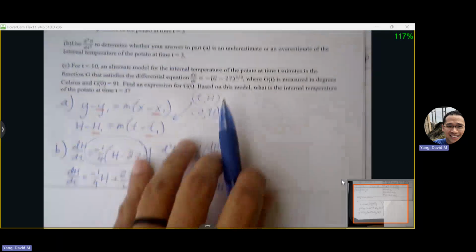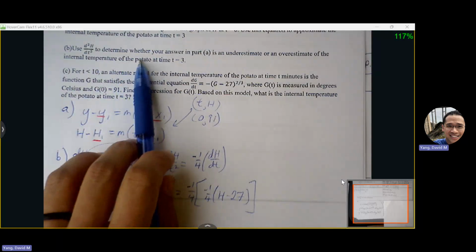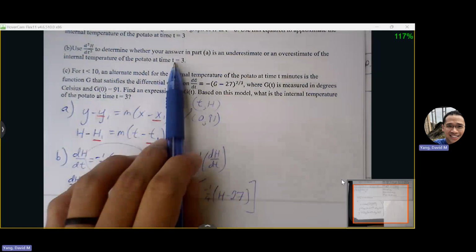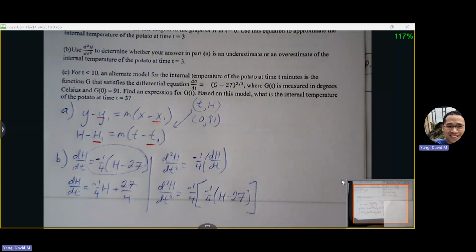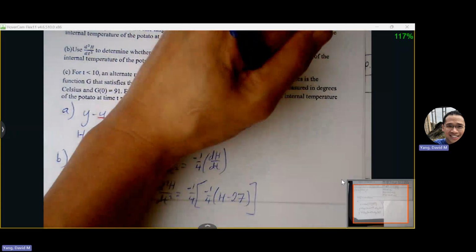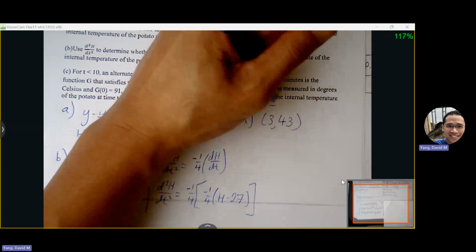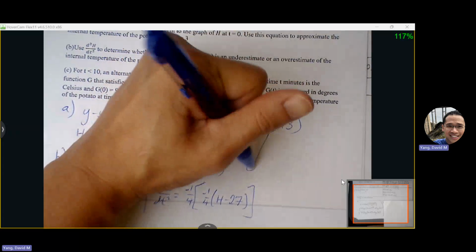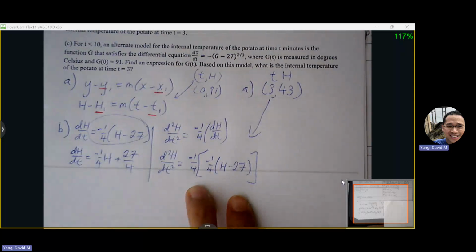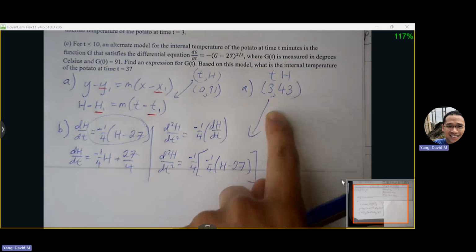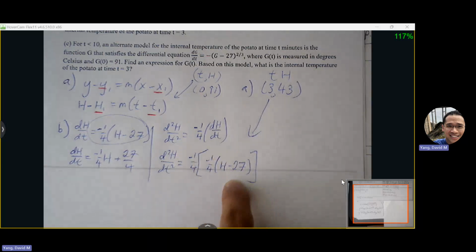And now the problem is asking, determine whether we have an underestimation or overestimation at t equals 3. We found from part A that the ordered pair is (3, 43), right? So we can use part A to help us figure out what our second derivative is. So if I plug 43 in, I'll either get a positive or negative number.